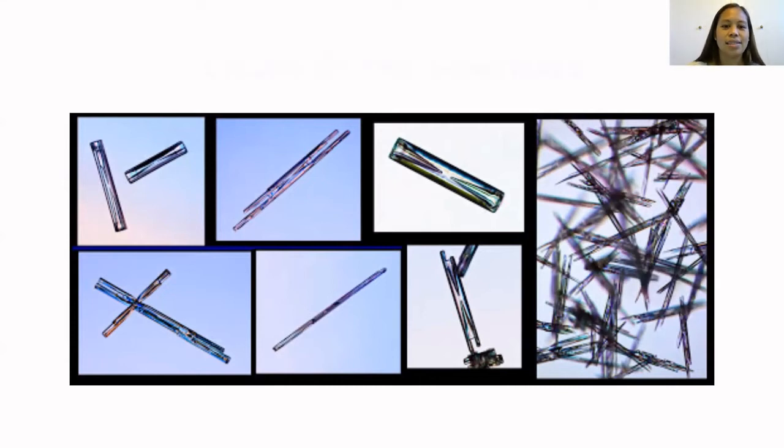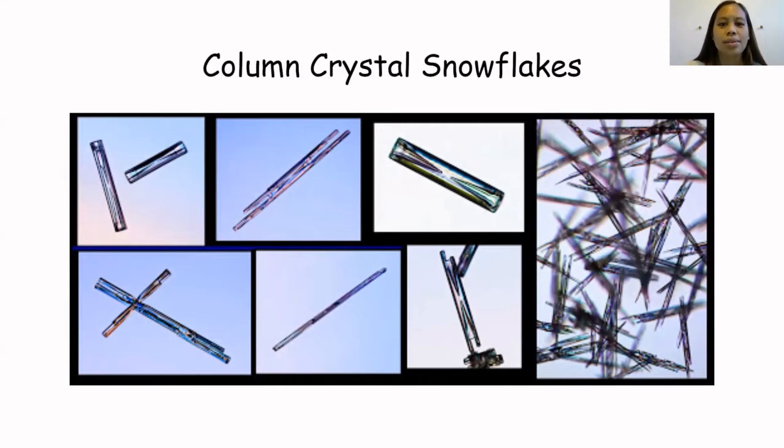They call these column crystals. Can you say column crystals? Column crystals. And a column is kind of like your toilet paper roll in your bathroom. That's kind of like a column. It's kind of round like that. These look like they're flat, but they're actually round, just like a little roll. And that's why we call them column crystals.